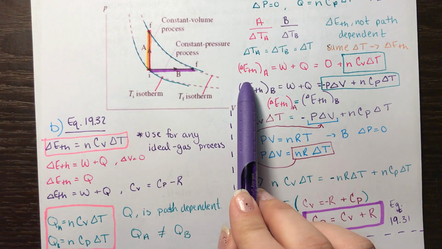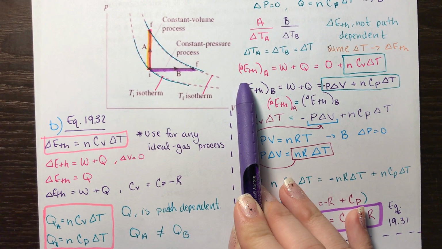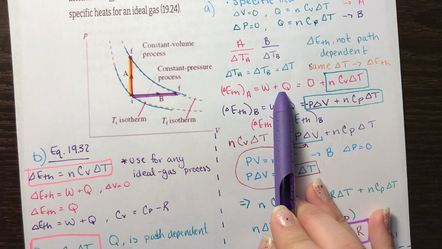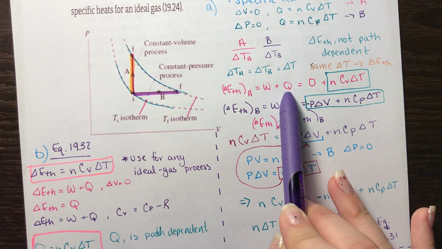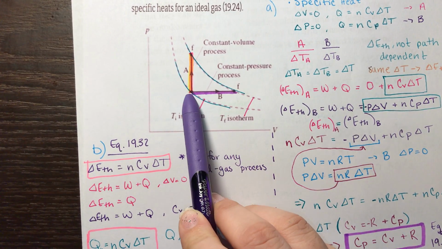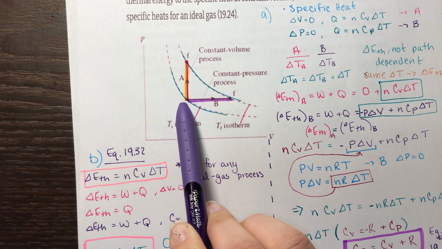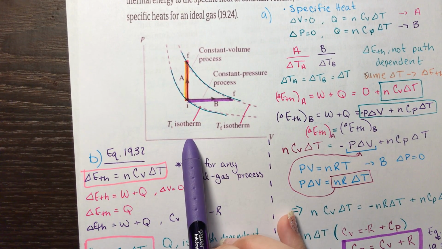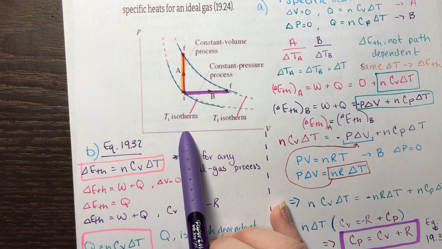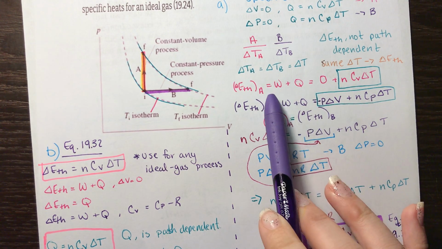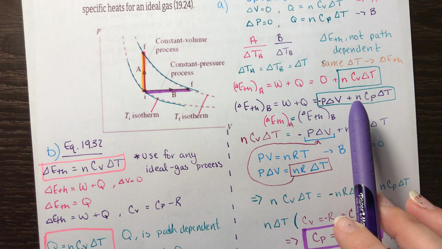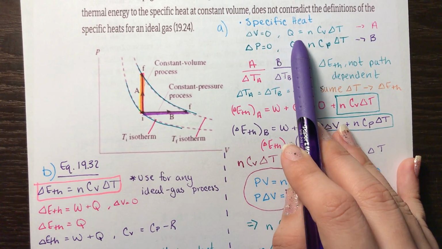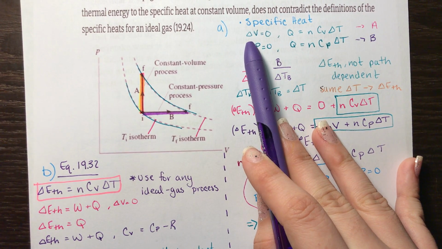So for the change in thermal energy for process A, we have work plus the specific heat. And so for process A here, it's the one where we have constant volume. So we don't have any area under the curve, so we don't have any work being done by the system. And Q is simply the specific heat when we have constant volume.